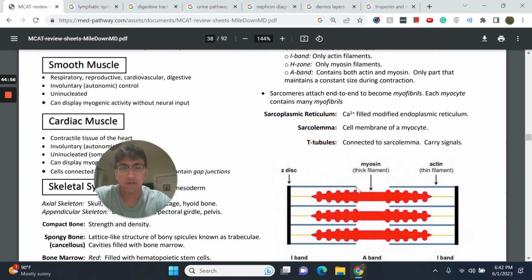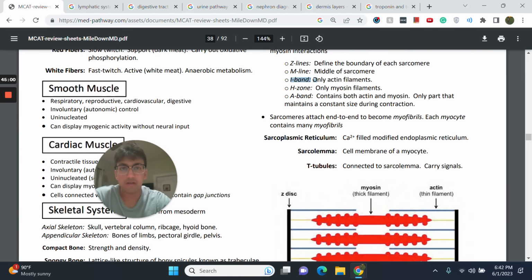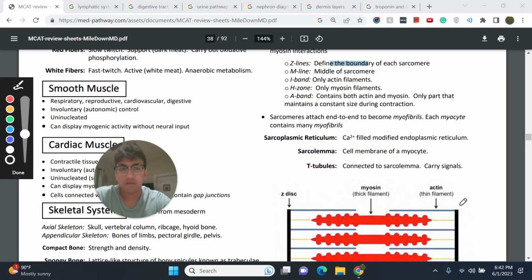We should talk about what the parts are here. So there's the Z line, there's the M line, there's the I band, there's the H zone, and then there's the A band. Just know what each of these mean. Z line is the boundary, M line is the middle, I band is only the actin filaments, and H band is only the myosin filaments, right? This is the I band over here, this is the H band over here. And A band is the part that contains both, right?